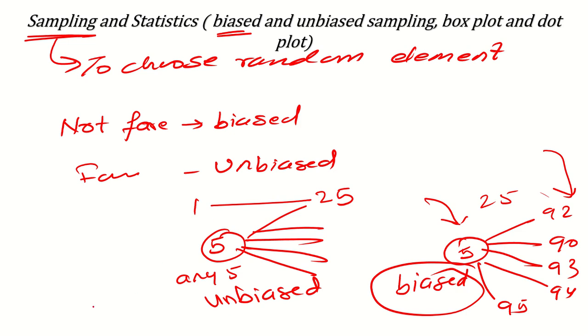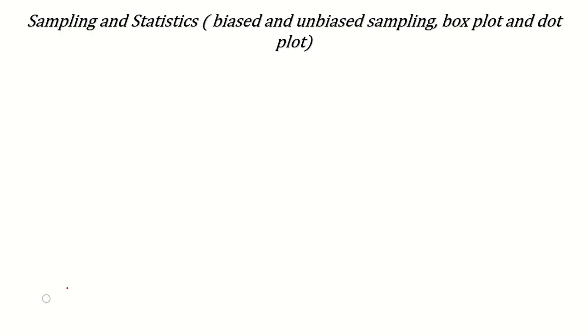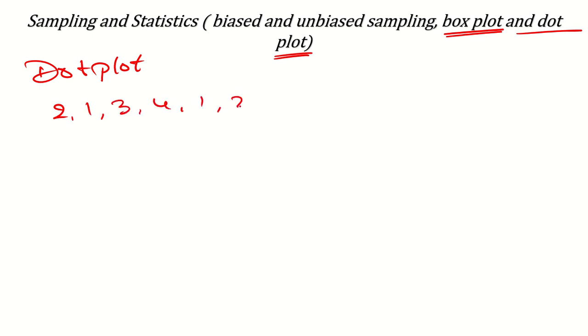Now another thing is very important for your free response questions: box plot and dot plot. What do we do with the dot plot? First we will see this. Dot plot means some numbers will be given to you. For example, say 2 1 3 4 1 2 9 1 3 6 2, like this. I'm not taking this 9, it is a very big number. I will take a nearby number, 4, and here I am making it 5.